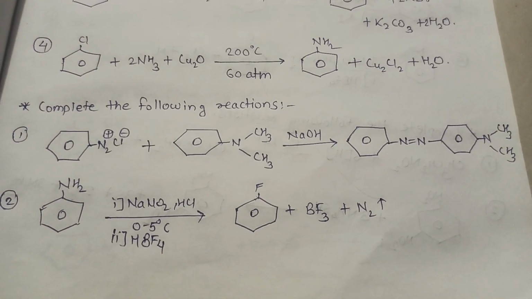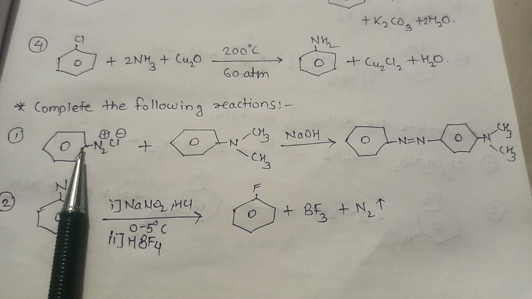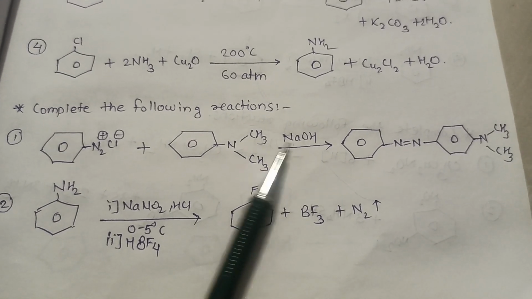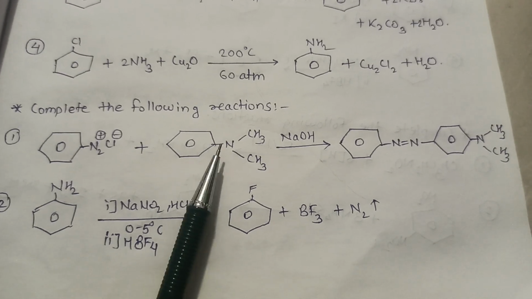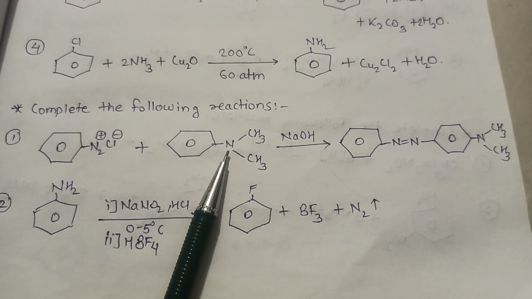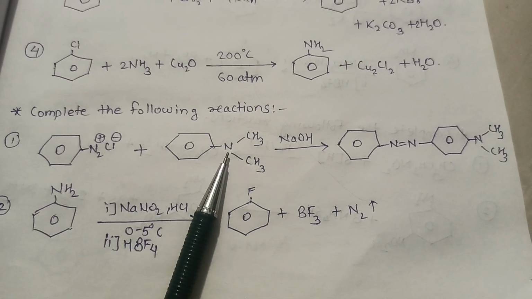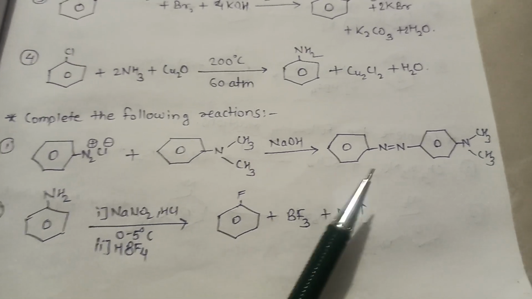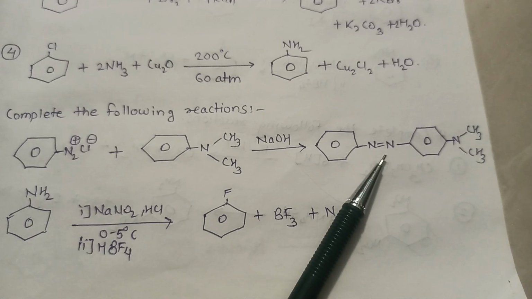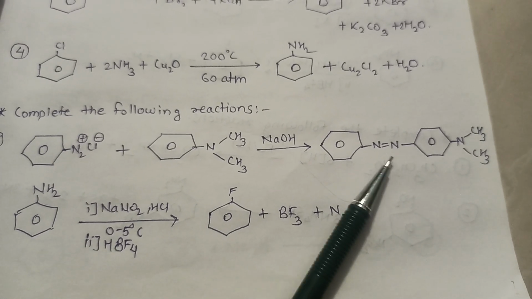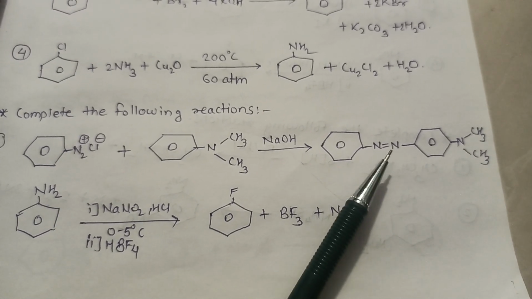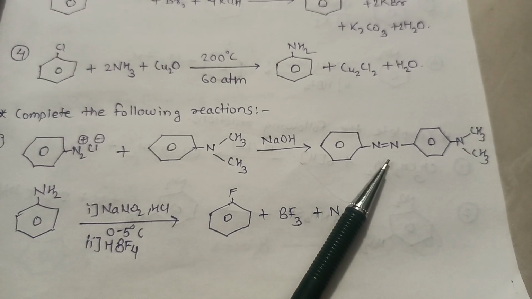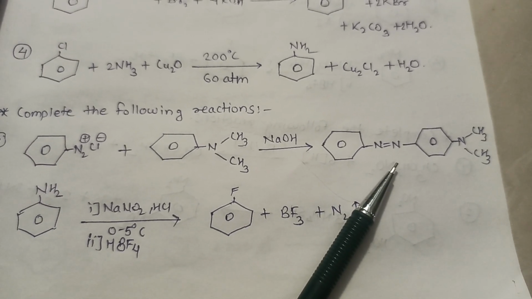Next is complete the following again. Diazonium salt is treated with this compound in the presence of NaOH, and this is azo coupling reaction. N(CH3)2 is an electron donating group, and when an electron donating group is attached to the benzene ring, this N2 will not go out, it will form an azo compound. So that's how that diazonium salt remains there, and it is a dye. Yellow color dye is obtained in this case, and this reaction is called azo coupling reaction.